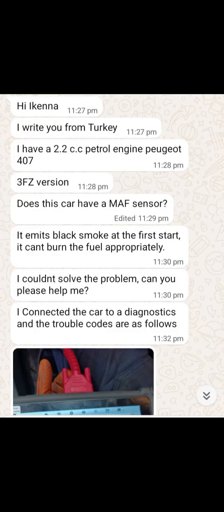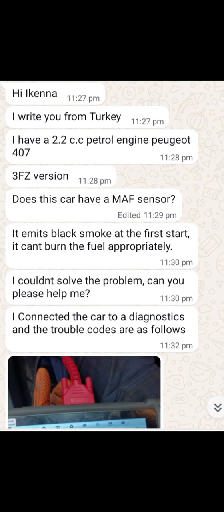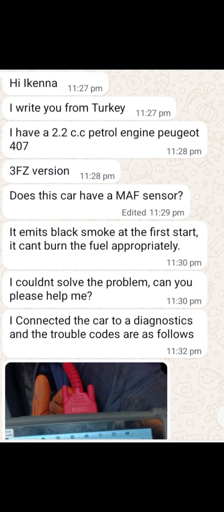Okay, so let's look at this message, then give my opinion. It says, "Hi Ikenna, I write you from Turkey. Let's see. Okay, I have a 2.2 cc petrol engine Peugeot 407 3FZ version.